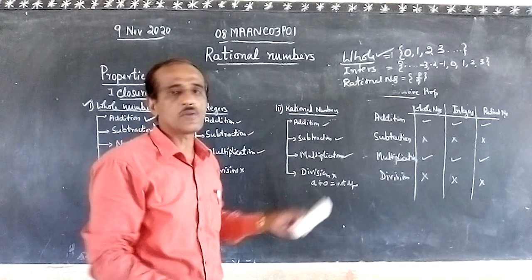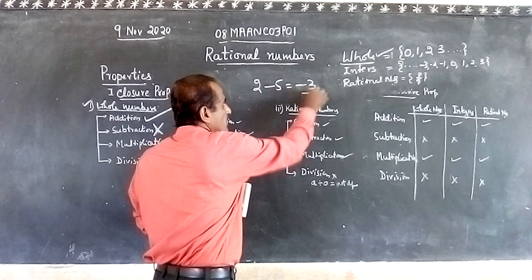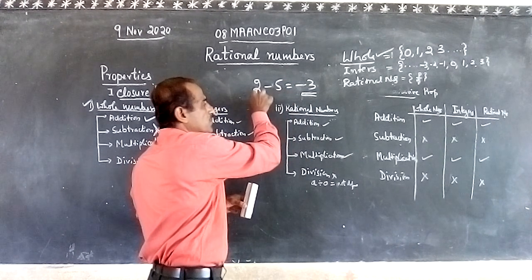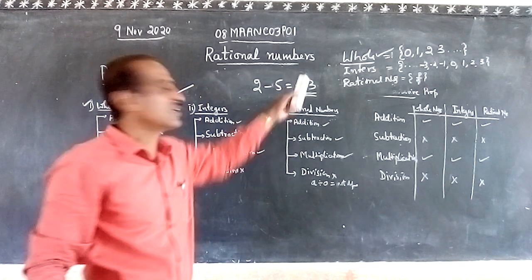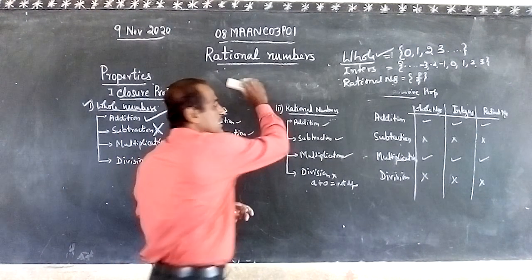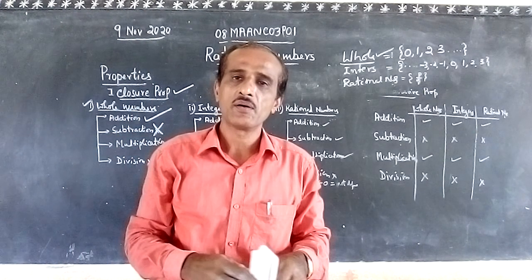Why? For example, 2 minus 5. 2 is your number, 5 is your number. If you subtract 5 from 2, you will get the answer minus 3. Minus 3 is not a whole number. Therefore, subtraction does not hold good for whole numbers.